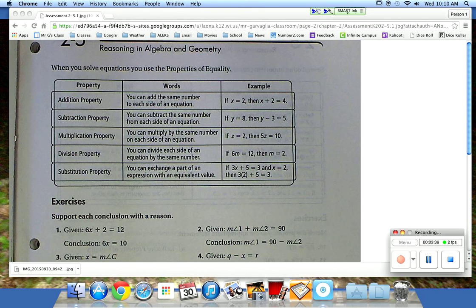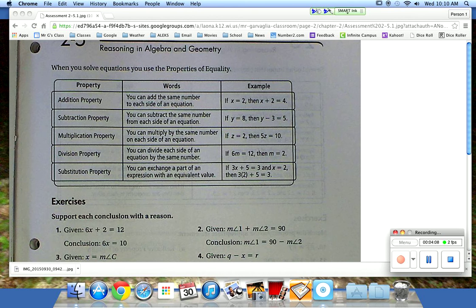Let's take a look at the division property. 6m equals 12. This is what we would typically do, right? We would divide both sides by 6 to find out what m is. If we divide both sides by 6, m would equal 2. That's the division property. We're dividing both sides.